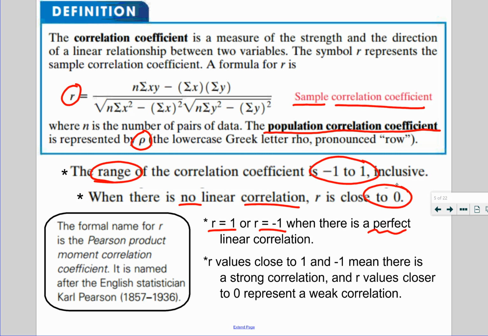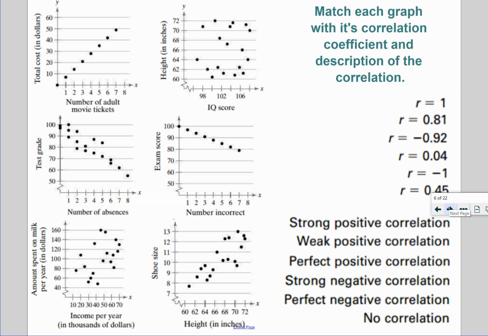Okay, so think of 0.7 kind of like that magic number that's going to make the difference between strong and weak correlation. All right, on your paper, the next activity I want you guys to do is a matching activity. I've got 6 scatter plots made for you here. On the right, I have 6 R values and I have 6 descriptions. I want you to match each graph to its R value, its correlation coefficient, and match the description of the correlation. I'll give you a few minutes and then we'll put it up on the board and check.